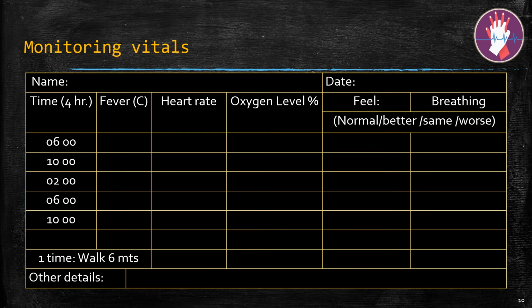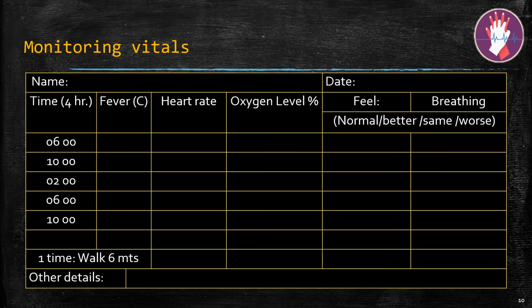So, monitoring the vitals: for our door-to-door patients, we will be handing out a chart similar to this, where they can measure their temperature, their heart rate, their oxygen level or saturation, and generally how they are feeling. They're feeling normal, better, the same, or worse. They can denote the same thing about their breathing: breathing is worse today compared to yesterday, it's the same, or it's getting better.